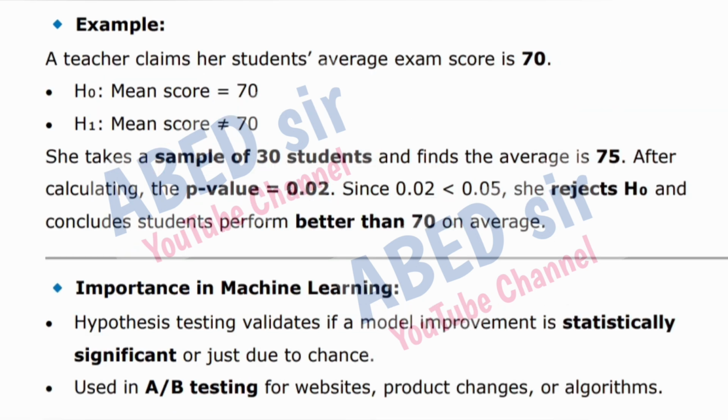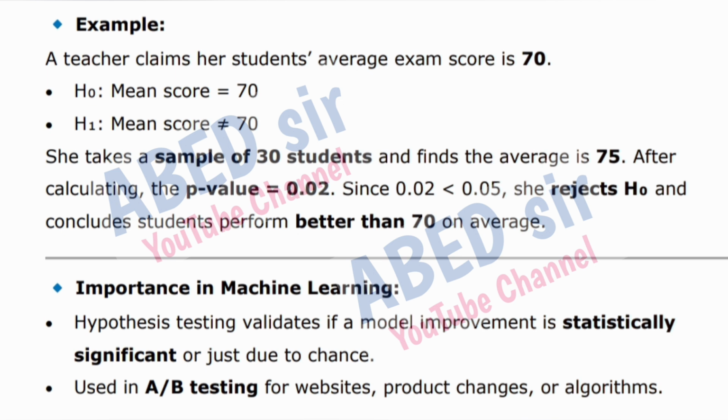Example: a teacher claims her students' average exam score is 70. H0: mean score is equal to 70. H1: mean score is not equal to 70. She takes a sample of 30 students and finds the average is 75. After calculating, the p-value is equal to 0.02. Since 0.02 is less than 0.05, she rejects H0 and concludes students perform better than 70 on average.